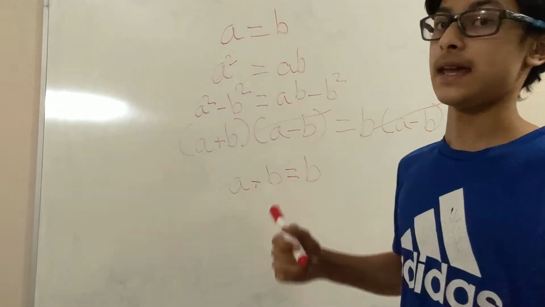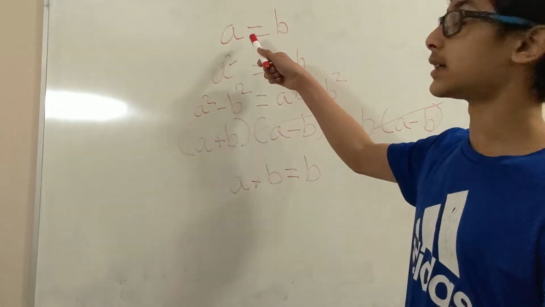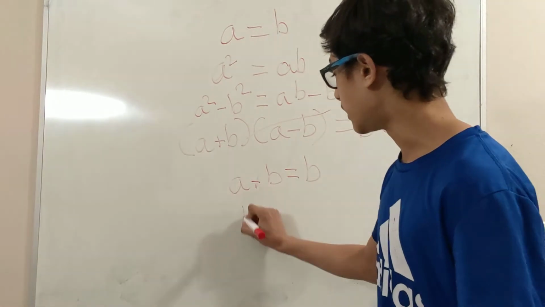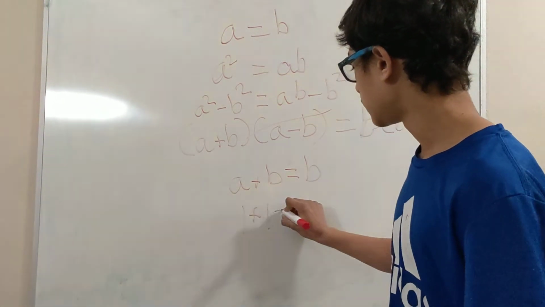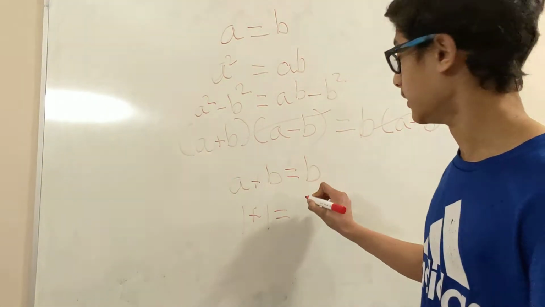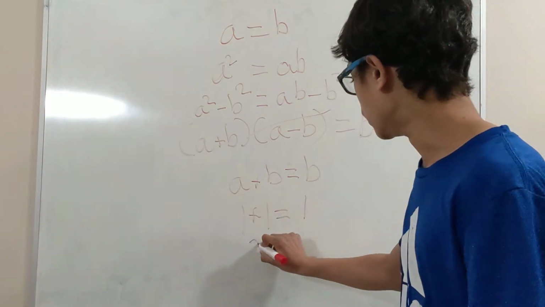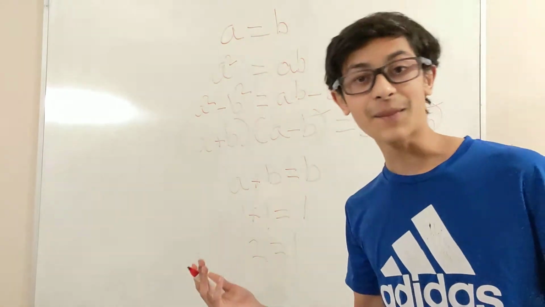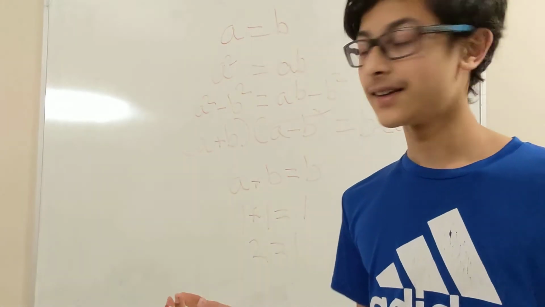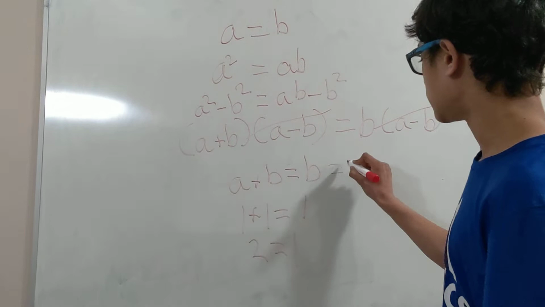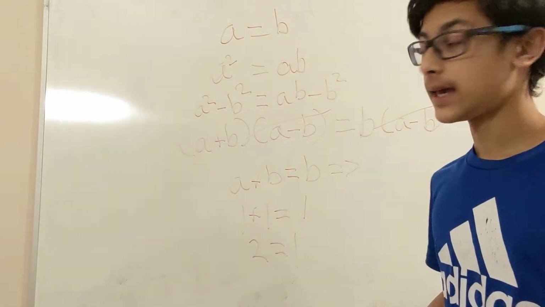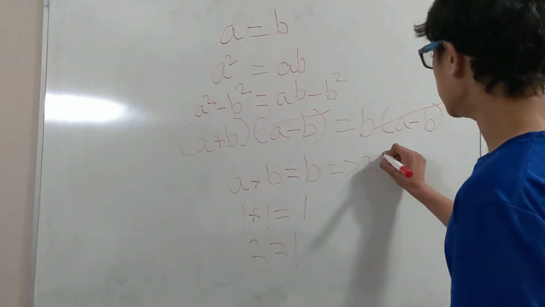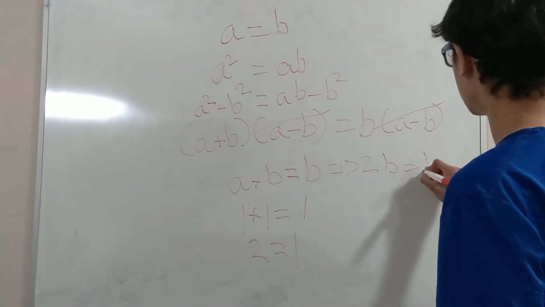Now you can just fill in your values. Let's say A is 1. From the first assumption, we know that A equals B, so that gives us 1 plus 1 equals B, which is 1. So 2 equals 1. Hold up, that's not possible. How can 2 equal 1? If we simplify further, we substitute A for B. We get 2B equals B.